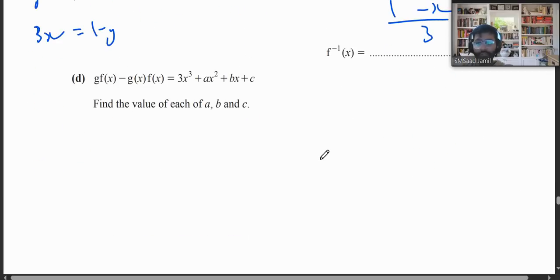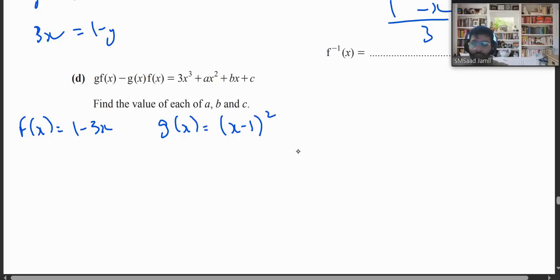Now it says g(f(x)) minus g(x)·f(x) is equal to... find the values. First of all, let me write each and everything. f(x) is equal to 1 minus 3x. g(x) is equal to (x minus 1) whole square. So first of all, let's find g(f(x)).